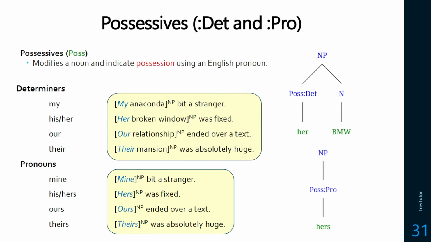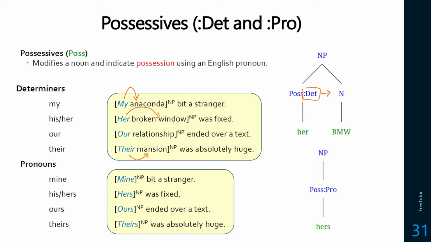So here are the possessives from before. Possessives indicate possession using a pronoun. So my, his or her, our, their as determiners. So my anaconda, again, introducing the noun, her broken window, her introducing window, their mansion, their introducing mansion. We see that it's introducing the noun, so it's functioning as a determiner.